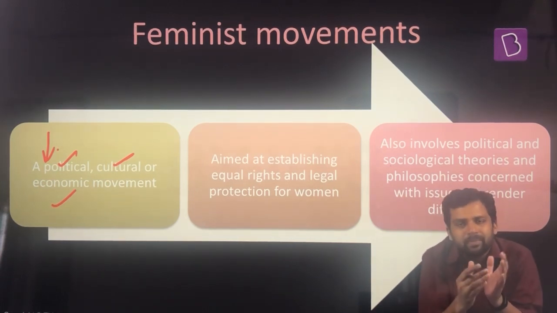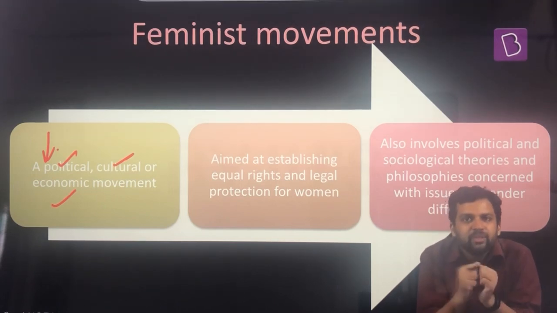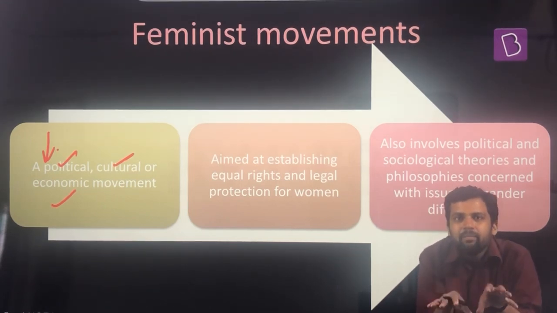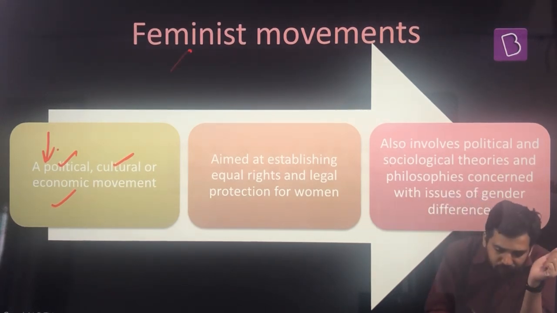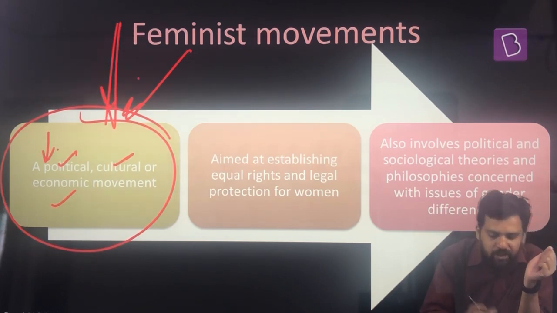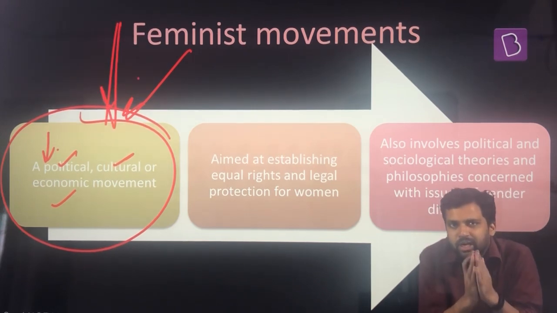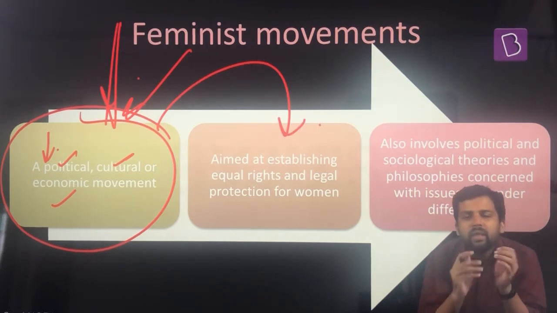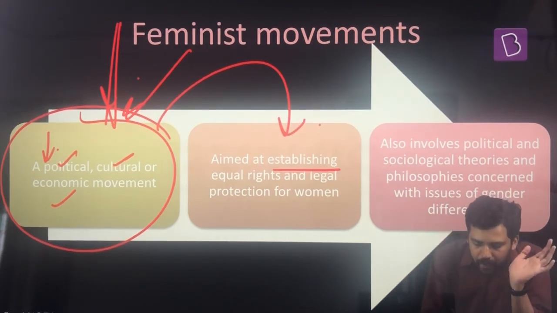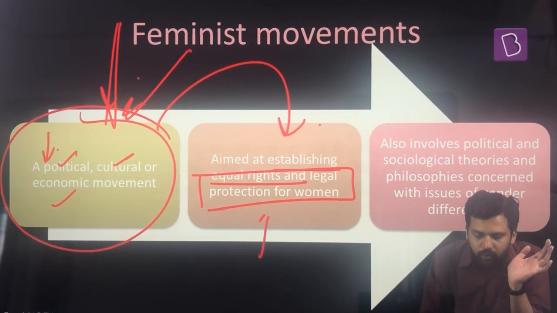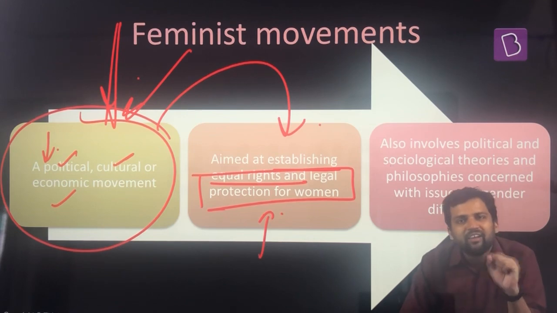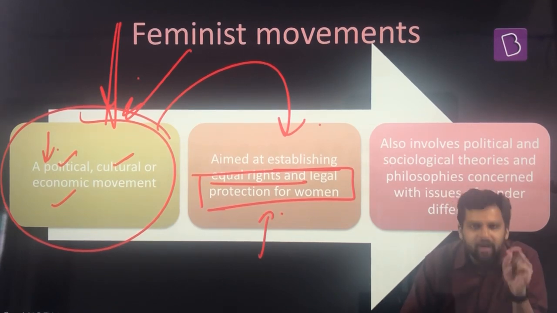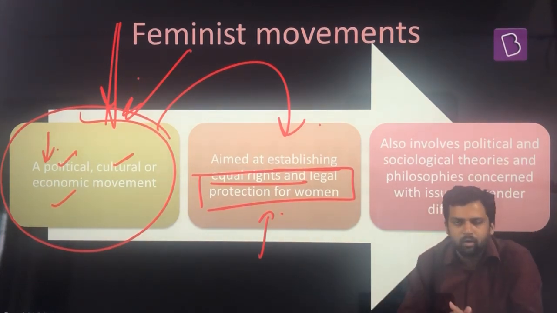When it comes to culture, there also women have been subjugated. Feminist movement will try to provide them equal space when it comes to the cultural dimensions. So feminist movement has all these dimensions: political, economic, cultural dimension. And what it is trying to do? It is trying to establish equal rights and legal protection for women. So women should have equal political rights, they should have equal cultural rights, they should have equal economic rights as compared to their male counterparts.